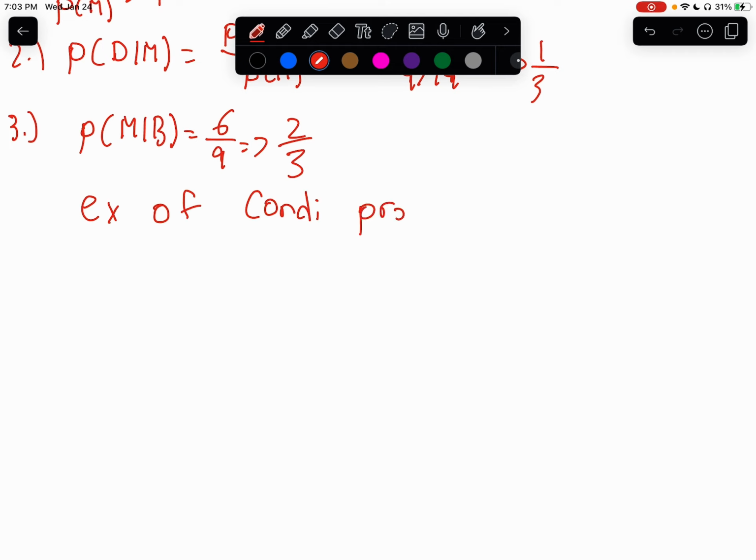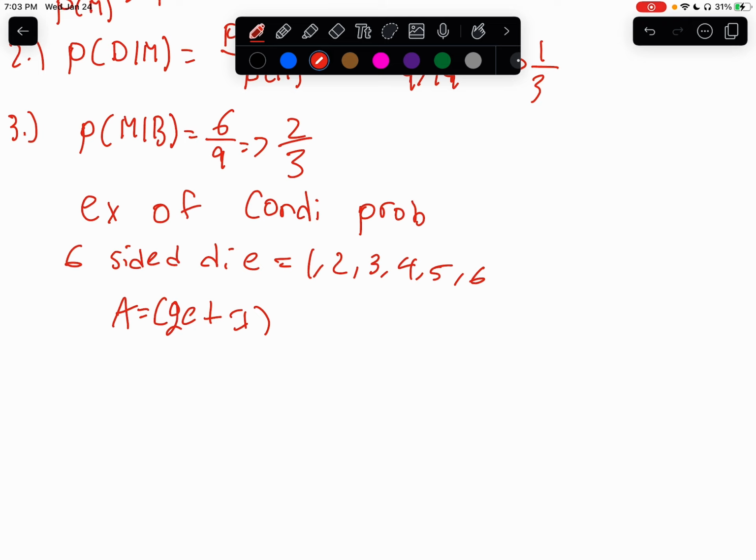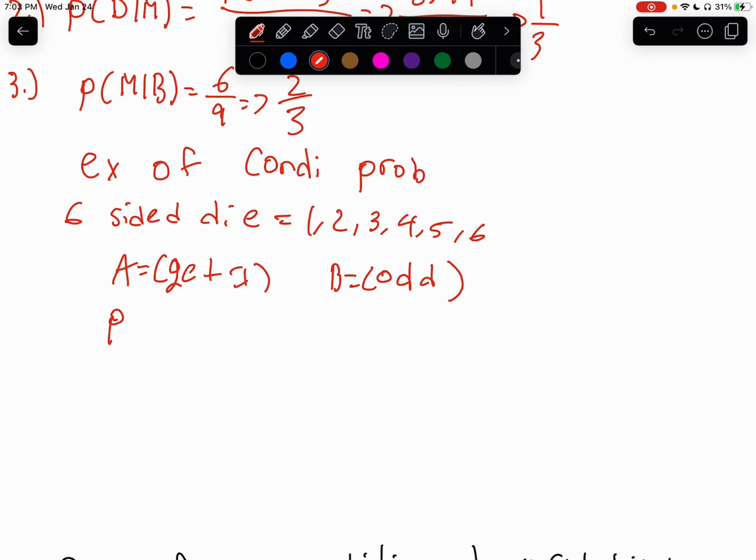Conditional probability. So remember that we have a 6-sided die, 1, 2, 3, 4, 5, 6. The probability of A is getting a 1, and the probability of B is getting an odd number. So the probability of A occurring is 1 out of 6, since the probability to get the number 1 is 1 time. The probability of B is 1 over 2 because half the numbers are odd.